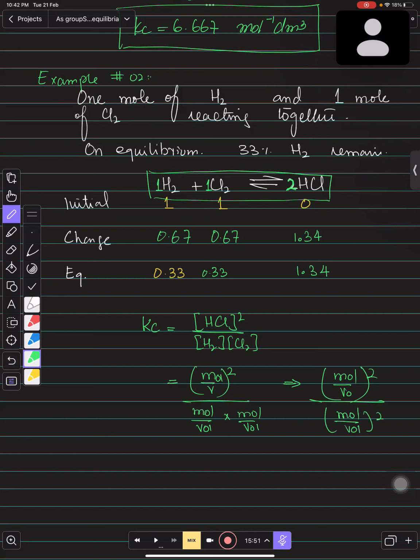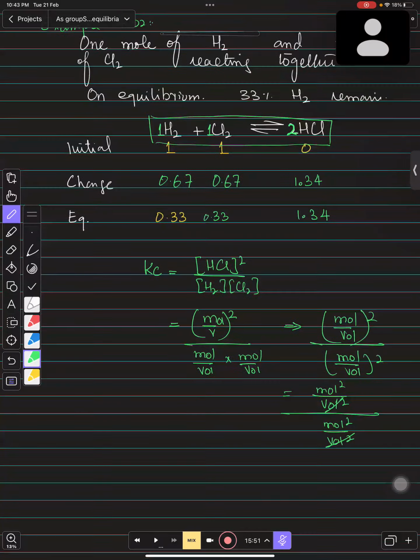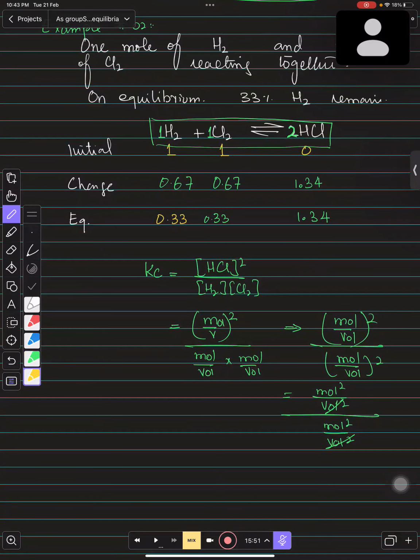ठीक है ना. तो यहाँ पर वॉल्यूम आपके पास दोनों तरफ कैसा है? दिस इज लाइक मोल का स्क्वायर ओवर वॉल्यूम का स्क्वायर, और यहाँ पर भी आपके पास ऐसी है मोल का स्क्वायर ओवर वॉल्यूम का स्क्वायर. सो यू कैन इजीली कट डाउन द वॉल्यूम्स. आप वॉल्यूम्स काट सकते हैं, वॉल्यूम का काम ही नहीं है, बट क्योंकि नंबर ऑफ मोल्स ऑन बोथ साइड्स आर सेम. ठीक है ना. तो अगर आपको वॉल्यूम गिवन नहीं भी है तो आप मोल्स से भी काम चला सकते हैं ऐसी इक्वेशन में जहाँ नंबर ऑफ मोल्स दोनों तरफ सेम हो. I am just putting the values of moles over there, it would give you the right answer.